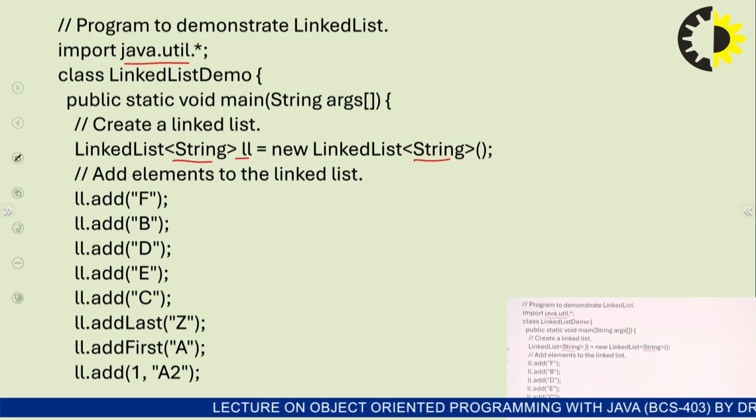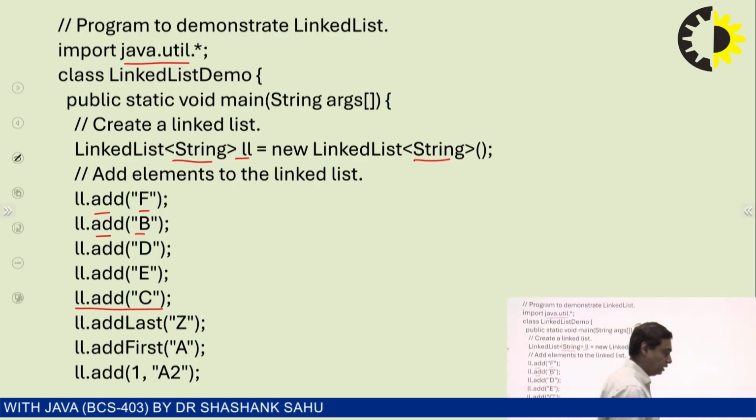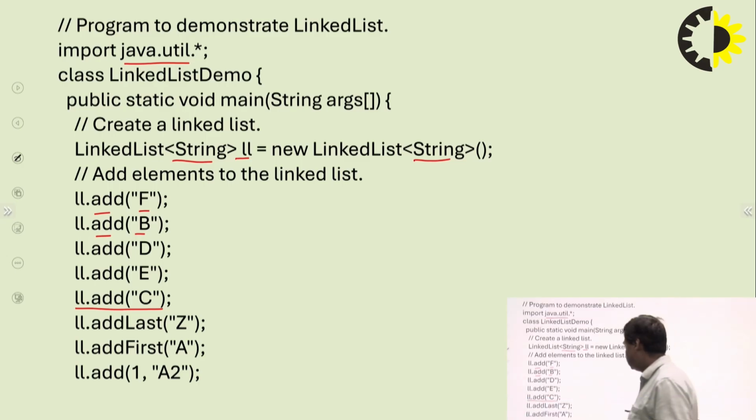Next part is to add the elements in this linked list. So, we have used add F, add B, D, E, all this data has been added. Now, important, linked list has many other methods for adding the elements in the linked list class. So, one of the methods is addLast.